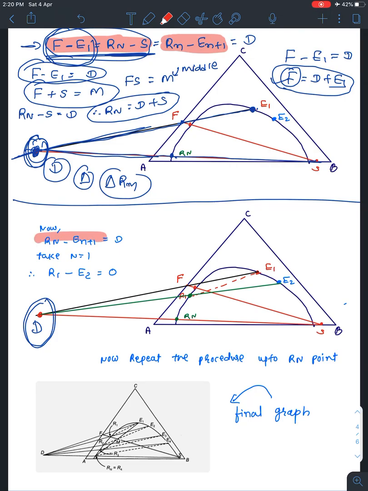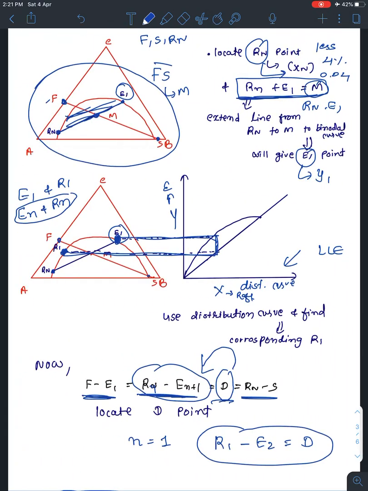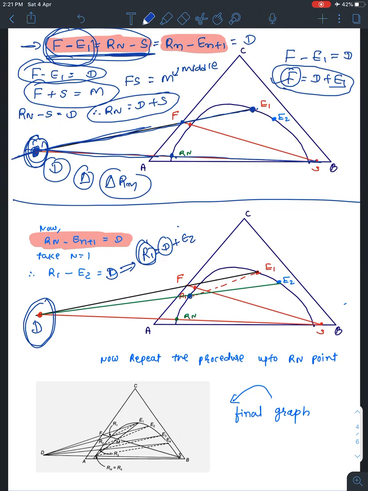Here I have written this third equation, with n equal to 1. So it will be R1 minus E1, which is equal to, it's not 0, it's D. Again from this equation we can write that R1 equals D plus E2. So R1 will be the middle point. In this we have R1 as well as D. R1 we got from the distribution curve.